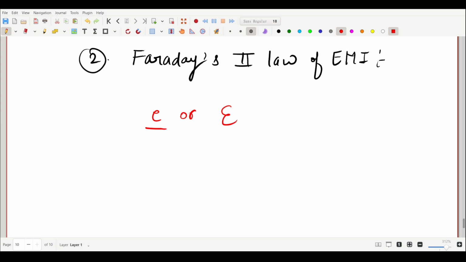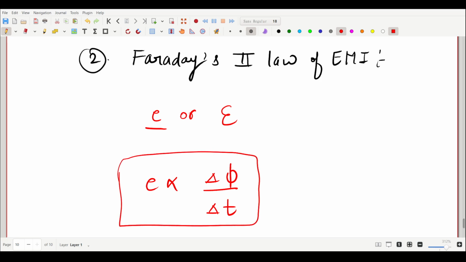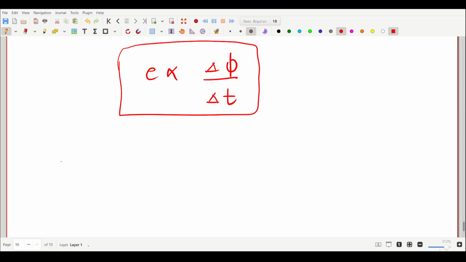Induced EMF for small e. According to the second law of Faraday, E is directly proportional to the rate of change in magnetic flux, delta phi over delta t. The proportionality constant comes out to be 1, and you can simply write here that E equals delta phi over delta t.